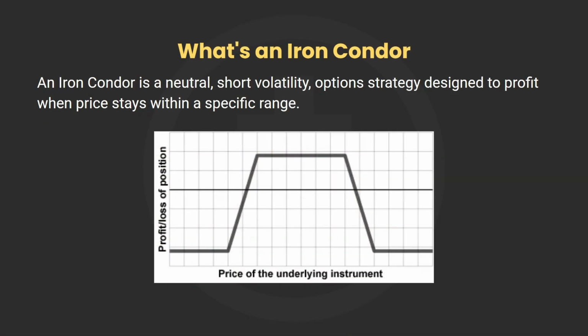What's an iron condor? In short, an iron condor is a neutral, short volatility option strategy designed to profit when price stays within a specific range. It's ideal for traders seeking consistent income without having to determine market direction.